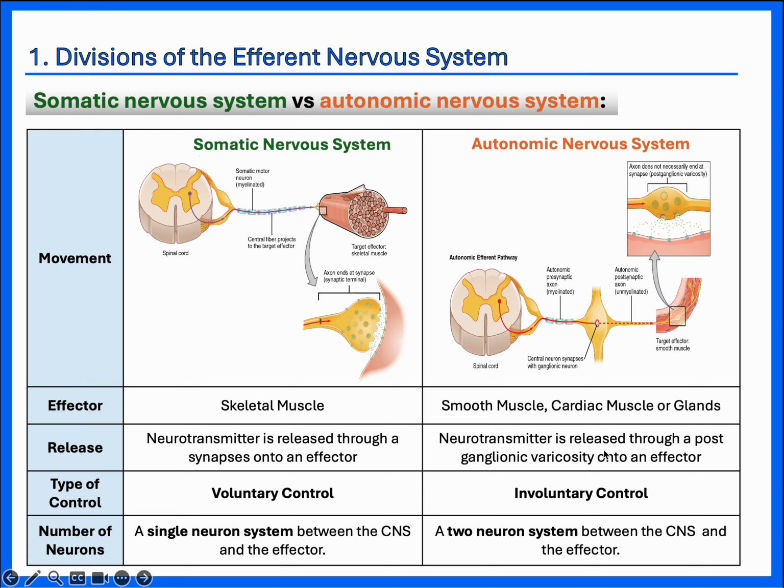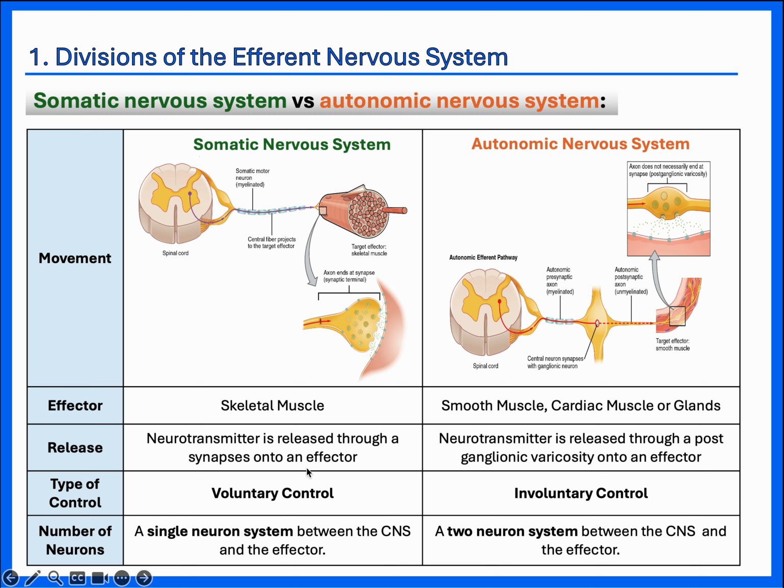Here, neurotransmitter is released through a postganglionic varicosity onto an effector. Here, the neuron at the ends, do you see how it has little bumps, little bulges of neurotransmitter? Those are called varicosities, and they release their neurotransmitter onto the smooth muscle, but there's many varicosities all across. So actually, you could kind of stimulate all this muscle all together at once.